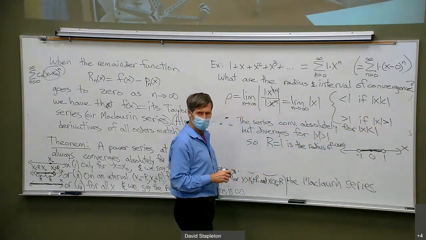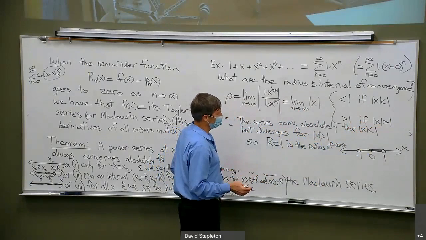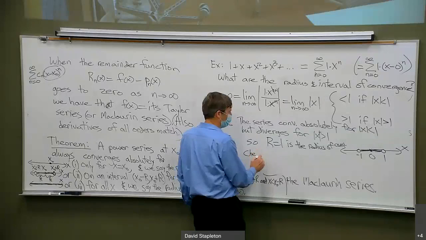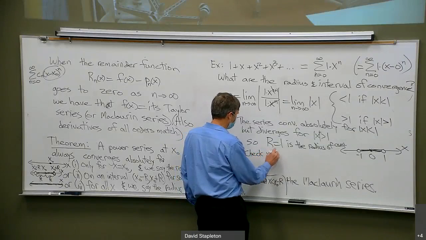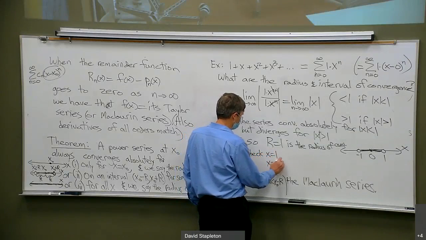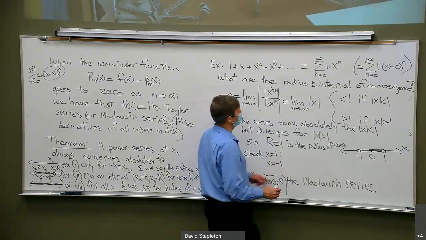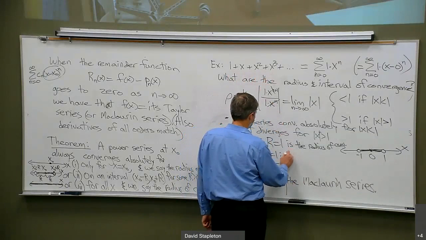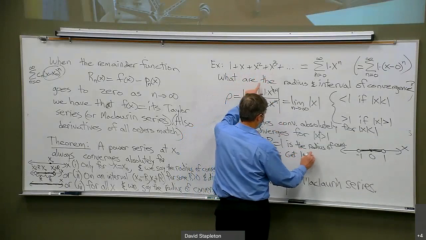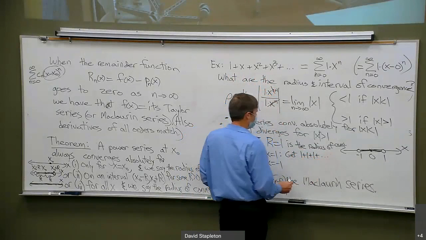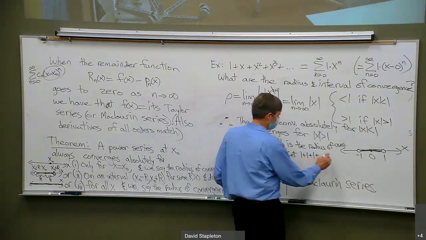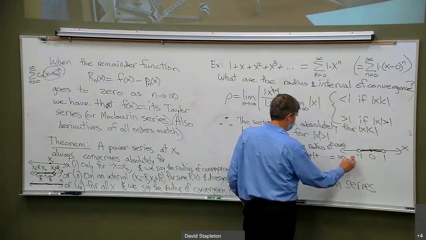Now, what about the endpoints? The theorem doesn't say anything because it can be anything on the endpoints, depending on what the series is. We need to check the endpoints separately in order to get the interval of convergence. Check x equals 1 and x equals minus 1 separately. What happens when you put x equals 1 into this series? 1 plus x plus x squared plus x cubed. You get 1 plus 1 plus 1 plus 1. And unless you take a separate definition like we saw in the video, this adds up to infinity. It diverges, we say, right?